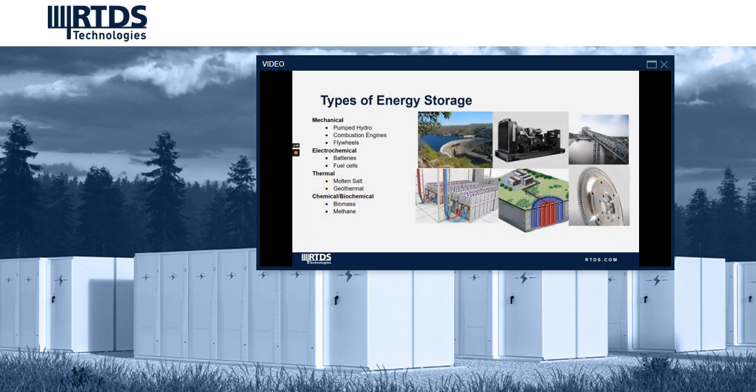Several types of energy storage systems include mechanical, like pumped hydro storage, combustion engines, and flywheels; electrochemical energy storage systems, like batteries and fuel cells; thermal energy storage systems, like molten salt, geothermal; chemical or biochemical energy storage systems, like biomass and methane.